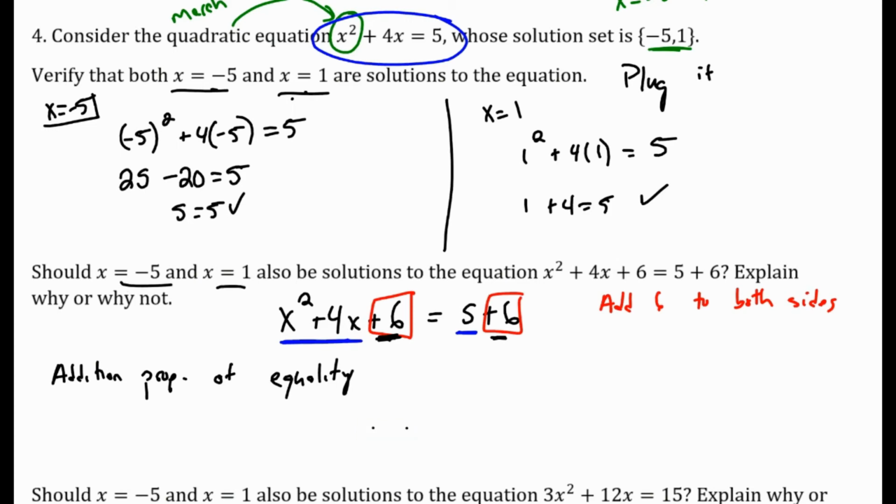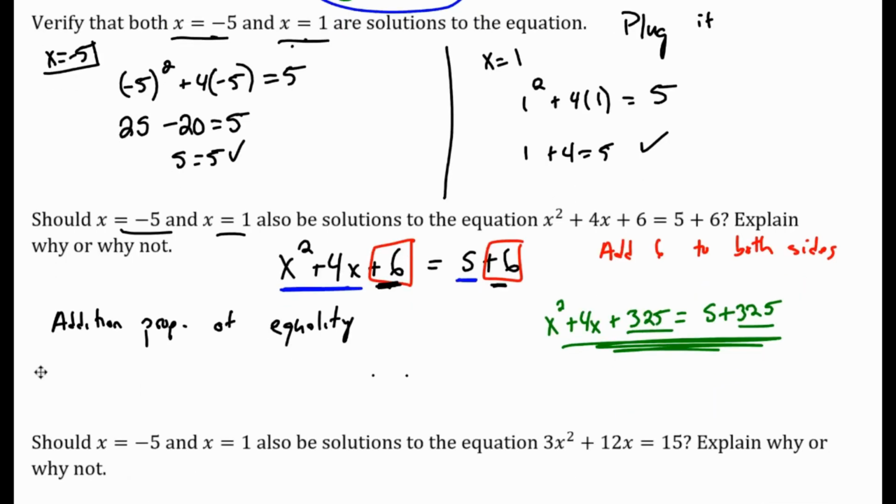Did I have to pick 6? No, I could have picked any number I wanted to add to both sides of this equation. I could have added 325 to both sides of the equation. And if I add it to one side, though, I have to add it to the other side. Guess what the answers to this equation are over here? -5 and 1. I already know that because all I did was add 325 to both sides. So the addition property of equality says I can add the same number to both sides.